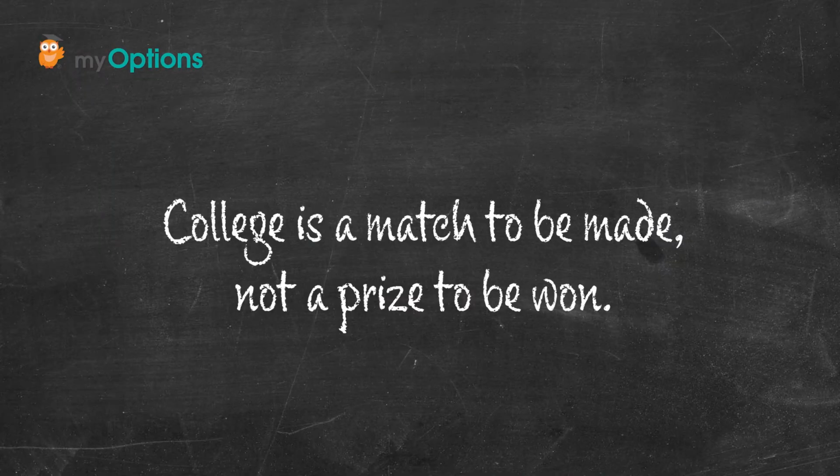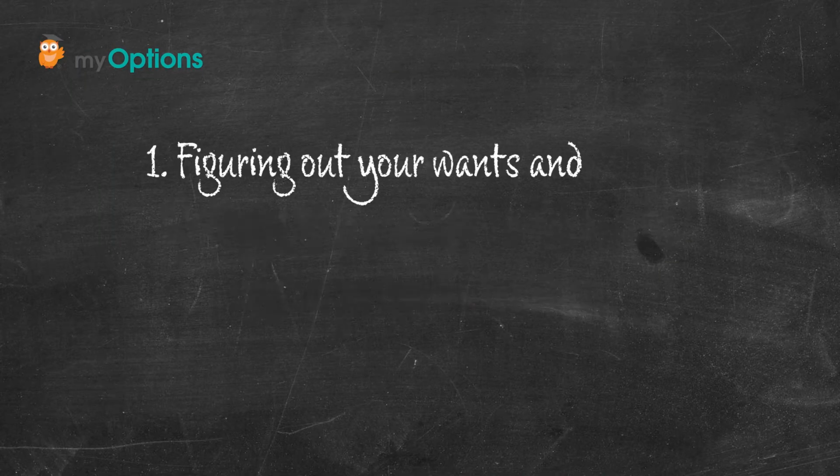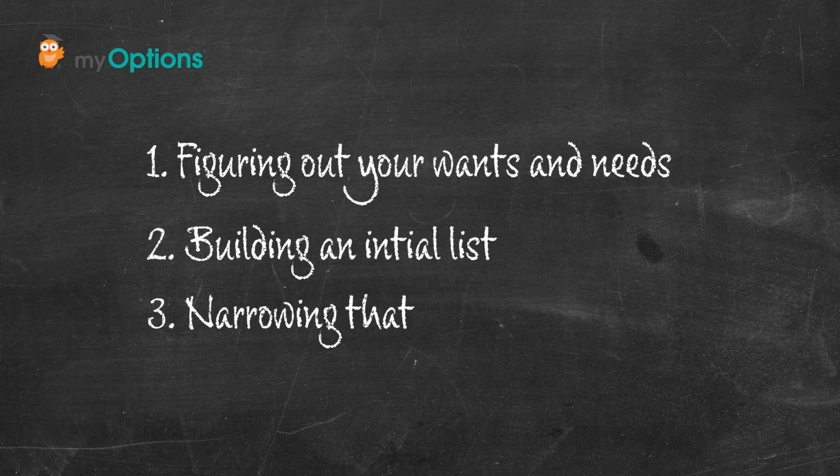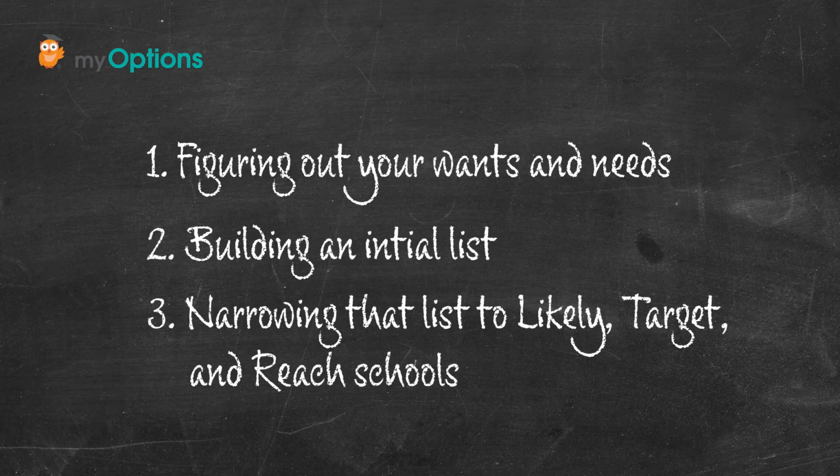You can build a balanced list by having at least 2 schools in each category, or a minimum of 6 total. You can always add more, but try to keep your total list to no more than 10 schools. After this exercise, you will have an informed and balanced college application list. That's a huge accomplishment. College is a match to be made, not a prize to be won. And by figuring out your wants and needs, building an initial list, and then narrowing that list to likely, target, and reach schools, you're doing the work to make that happen.